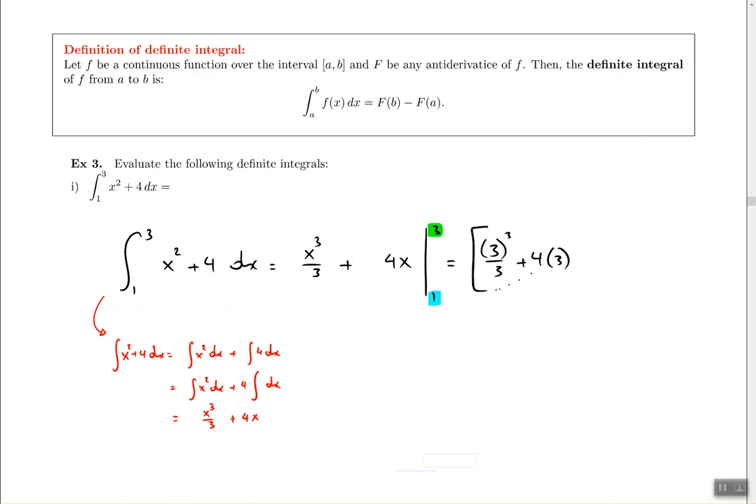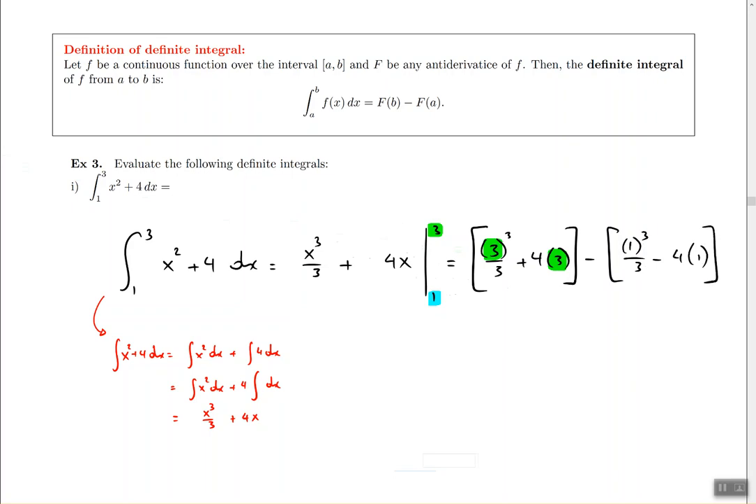And I always like to put brackets around them to remind myself that these two numbers came from plugging in the upper bound into all the x's. Then I do the same thing again with the minus in the middle for the lower bound. So the lower bound is going to be a 1. So we're going to put 1 to the power of 3 over 3 minus 4 times a 1.